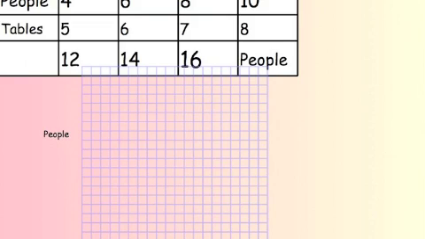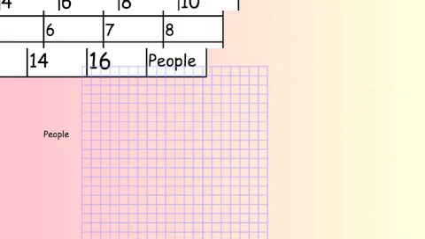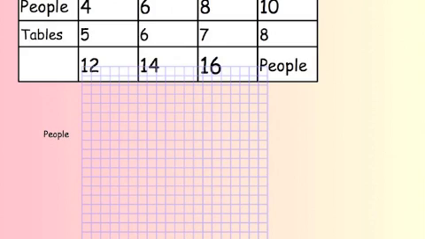And I realize that the word tables got cut a little bit. But as you can see, 1 table will sit 4, 2 will sit 6, 3 will be 8, 4 will be 10, and so forth. 5 will be 12, 6 will be 14, 7 will be 16. I can take the same information that is being organized in a table and actually put it into a graph. So here's what the graph will look like.